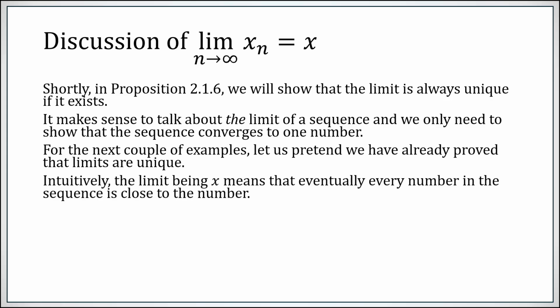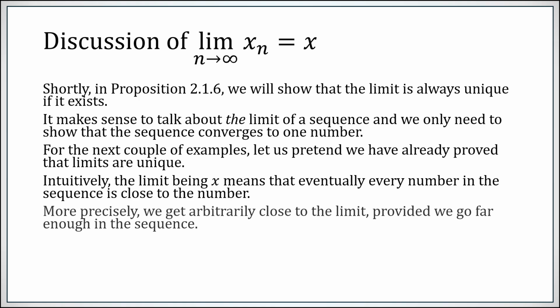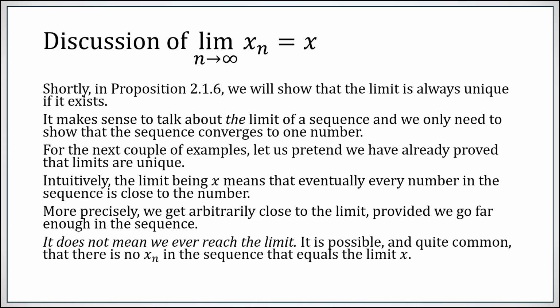Now intuitively, the limit being x means that eventually every term of the sequence is very close to the limit in question. More precisely, we get as close as desired, arbitrarily close to the limit, at least provided we go far enough into the sequence. That's this existence of m, past which you have this absolute value being less than epsilon. It doesn't mean that the sequence ever achieves this value. It's possible, and indeed quite common, that no term of the sequence equals the limit.